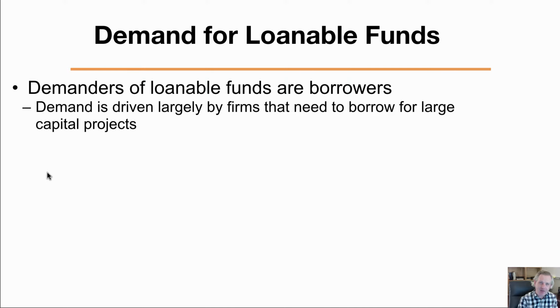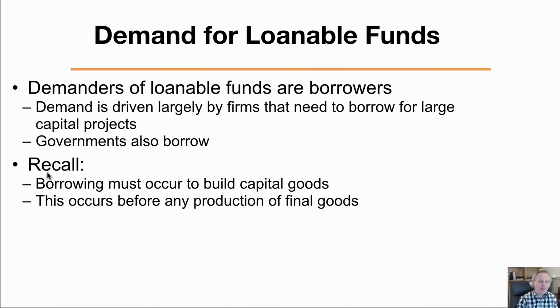They can't pay for those things out of their normal revenues. They need a big chunk of money that they will then have to pay off and pay down with revenues over time. So governments also borrow from the loanable funds market. And recall that borrowing must occur to build these capital goods, and this occurs before production of final goods happens.